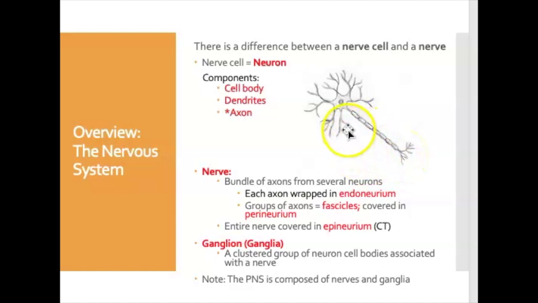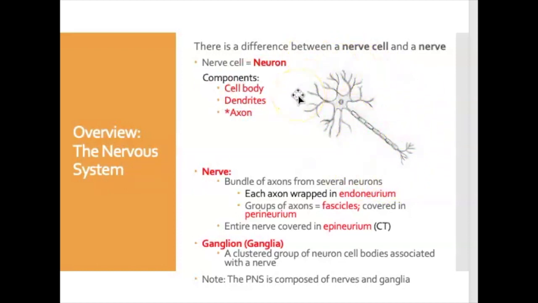So within the dendrite, there is cytoplasm. There just isn't much else. Within the axon, there is cytoplasm in there. There just isn't much else. So cell body or soma, dendrites, and axon. Now, when it comes to a nerve, that's a very different thing than a nerve cell or a neuron.